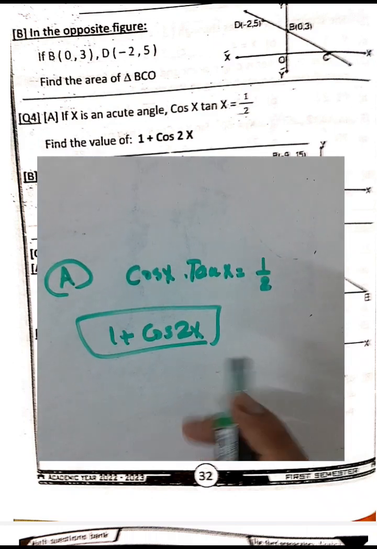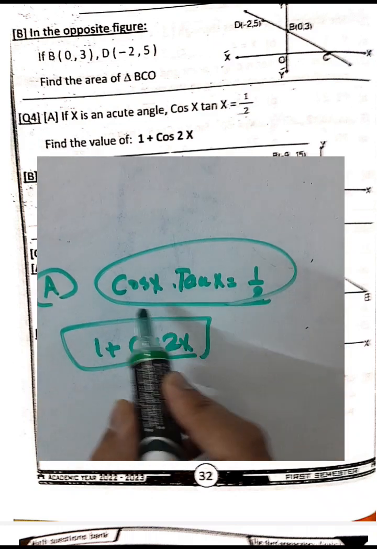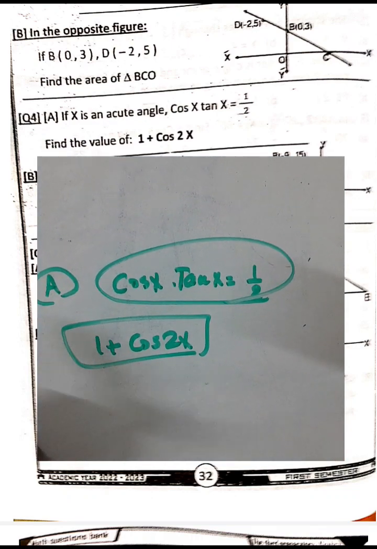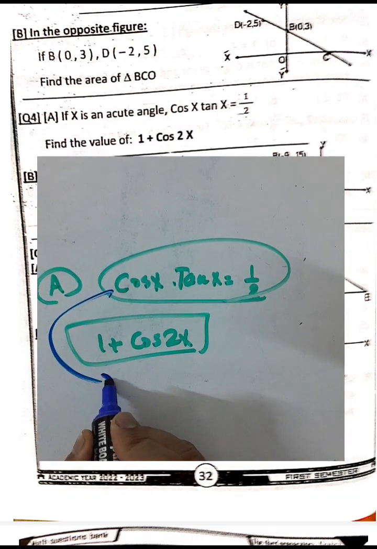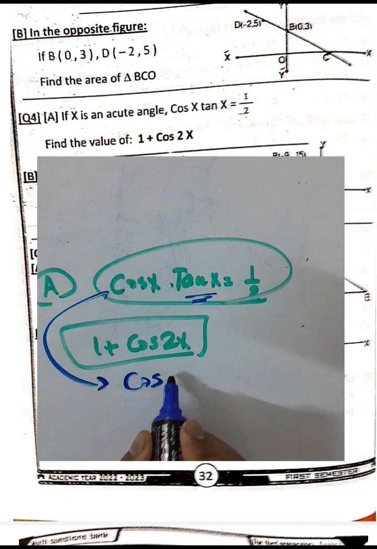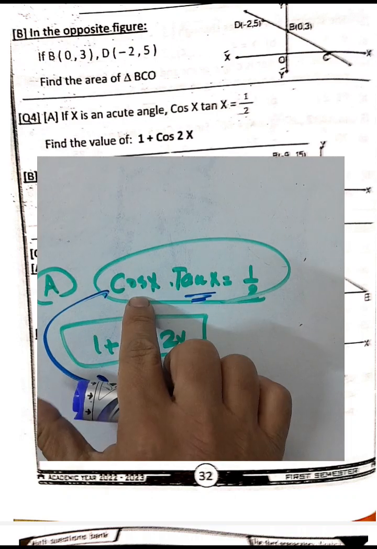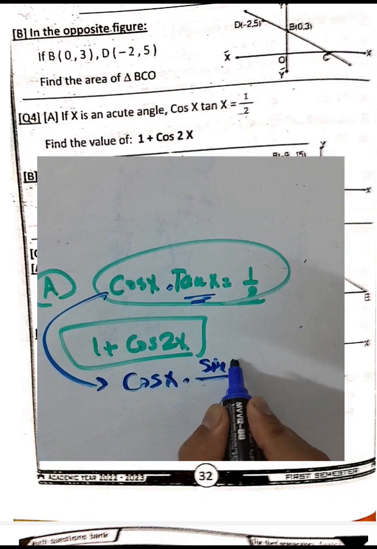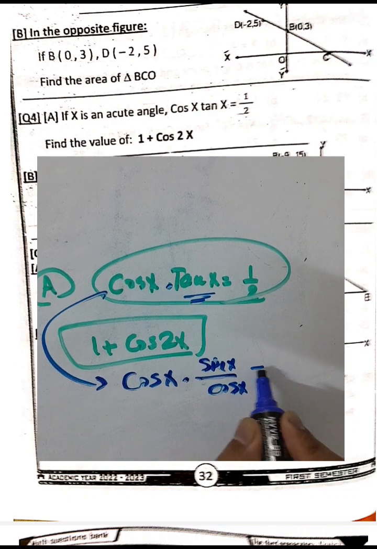Okay, first step here, he gives this information: cosine x times tan x equals half. Then you can simplify this example. How? By putting tan x equal sine over cosine. Then we can write cosine x, okay, it's the first, product by tan x. Tan equals sine x over cosine x, equal what?